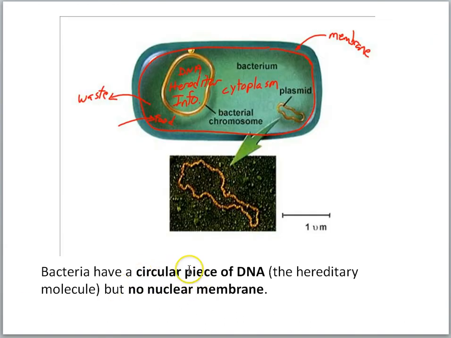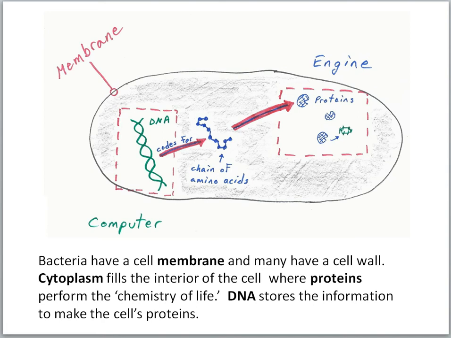Bacteria have DNA, but it's a circular piece of DNA. It's not a long kind of linear molecule that we would call a chromosome. So it's a circular piece of DNA, but again, there's no nuclear membrane surrounding it. Now, if we think about then cell universals, bacteria have a cell membrane.